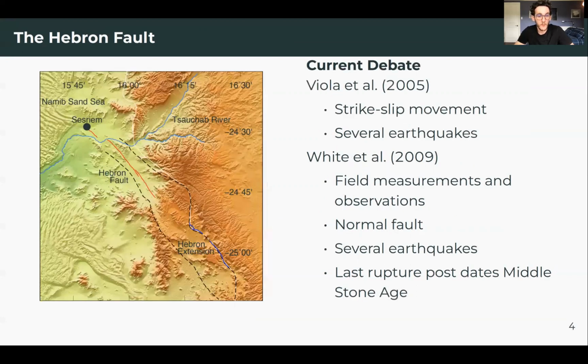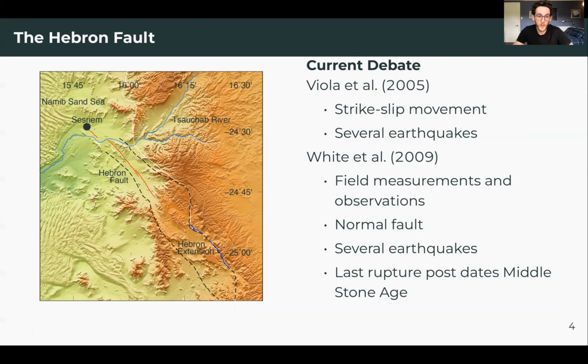So here is a closer look at the field area. I studied these 3 segments of the fault scarp, trending northwest-southeast, starting just south of Sesriem, running through Hebron Farm and Neuhof Reserve.